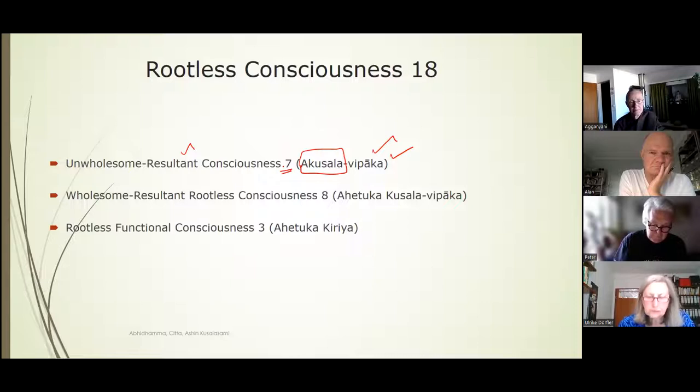So these 7 consciousness appear because of unwholesome deeds, the 12 unwholesome deeds. We have already finished that. So this is resultant consciousness because of the unwholesome consciousness. This is the first group, 7 kinds of Chetas.